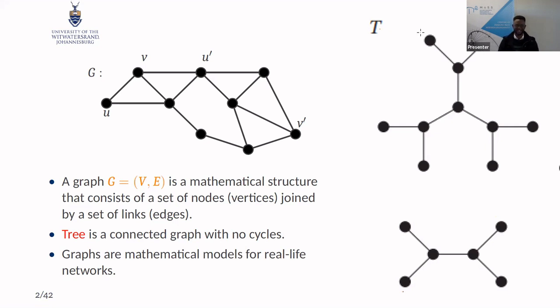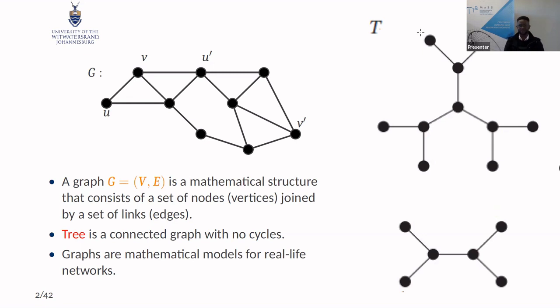But this kind of graph, another disclaimer, is not the graph of functions that you know from high school. When we talk about a graph, we are only talking about a mathematical structure that consists of a set of nodes, which we normally call vertices, joined by a set of links, which we call edges. A tree is a special type of graph. You can see there is no cycle in the structure T. By a cycle we mean something that goes from V to another vertex and comes back to its origin. That's the kind of structure we want to look at.